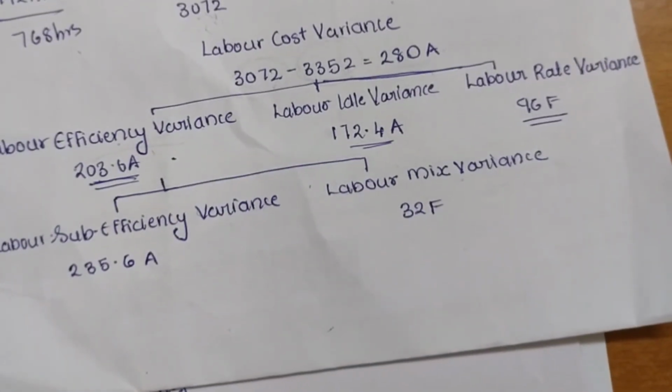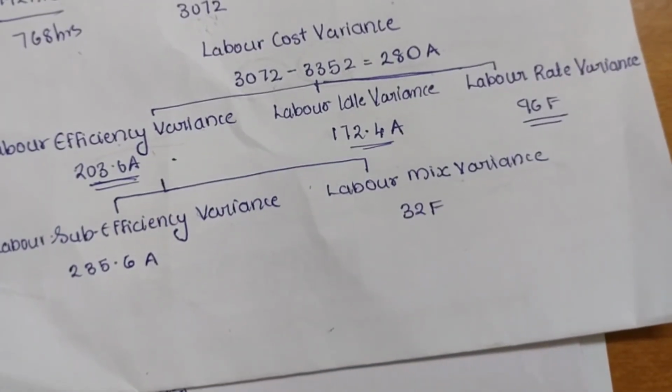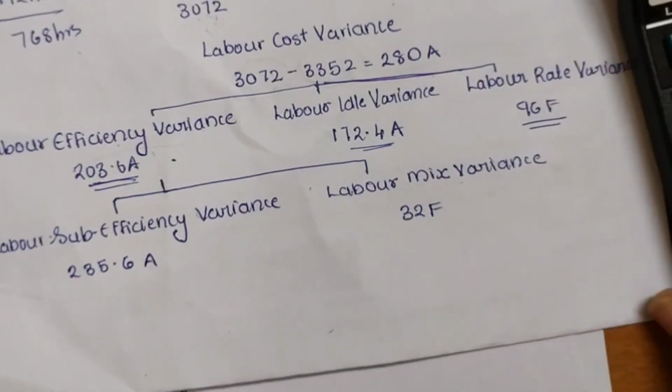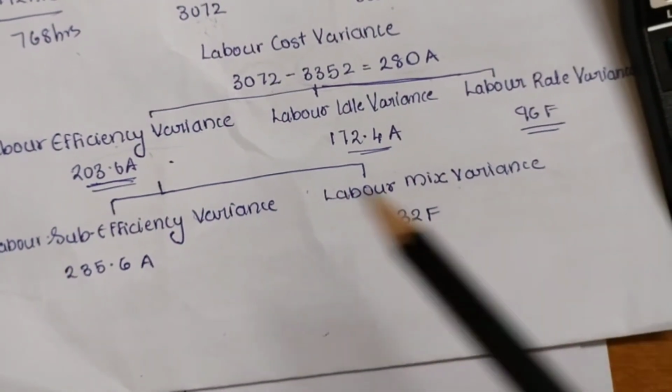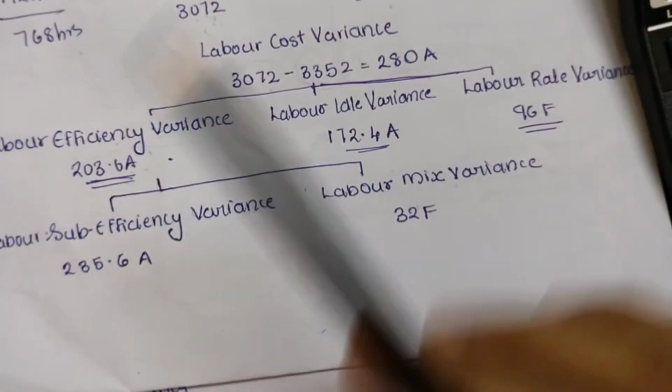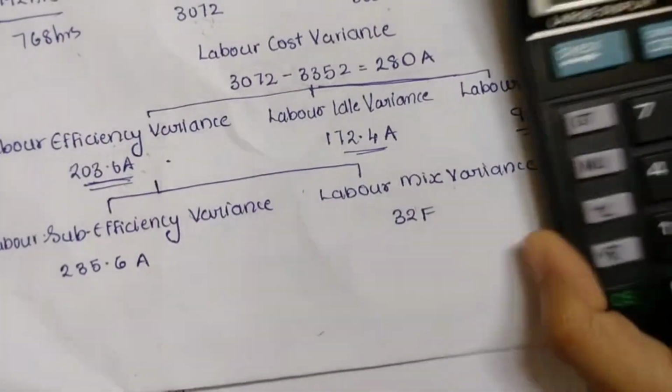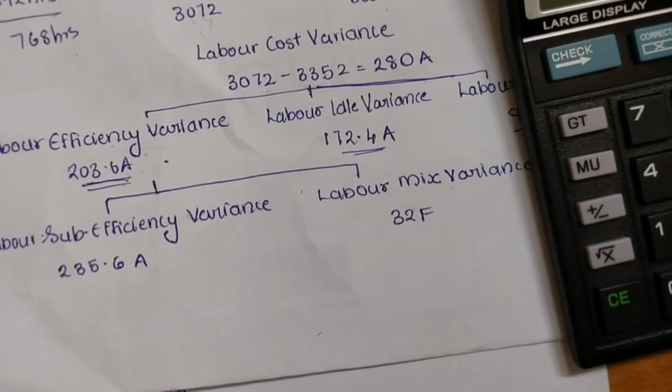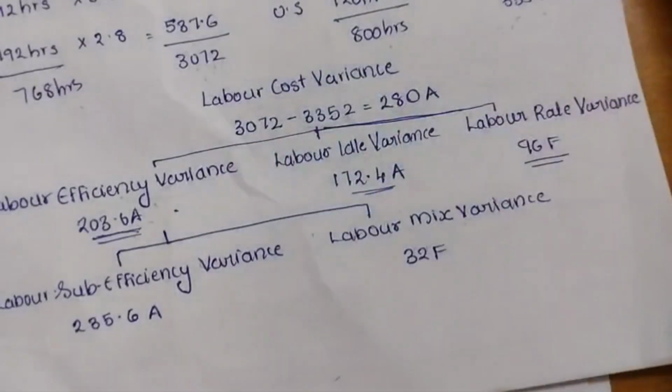Now let's reconcile. Let's check whatever we did, to see if it is right or not. Once we add these two, we have to get this efficiency variance, then our answer is right. Okay, so let's see. 235.6 adverse plus 32 favorable, we are getting 203.6 adverse.